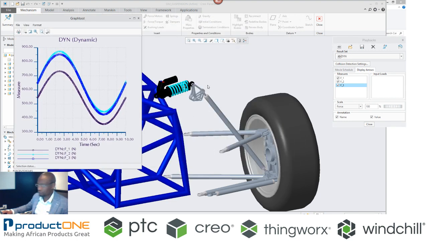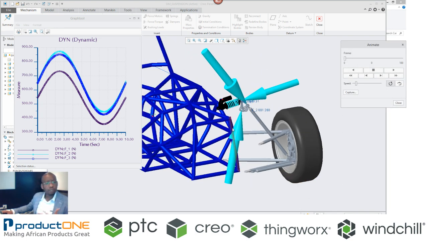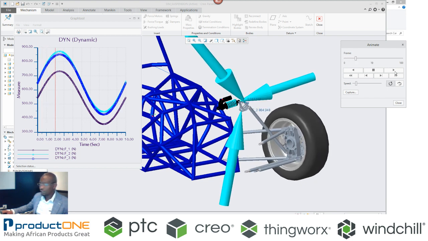So let me just do that. I can even tweak the size of the arrows if I don't want them to be too big, or I want them to be maybe, let's say, 50% or even 70%, because they tend to clutter the screen. All right, so this is basically what I have here. If I play this, this is essentially how the design will react.